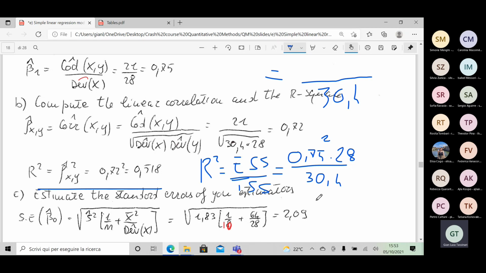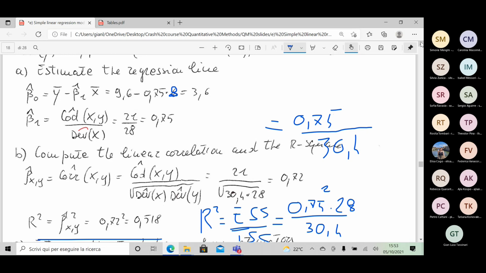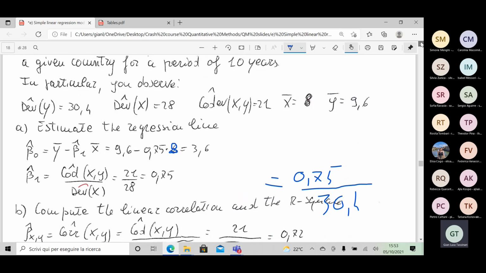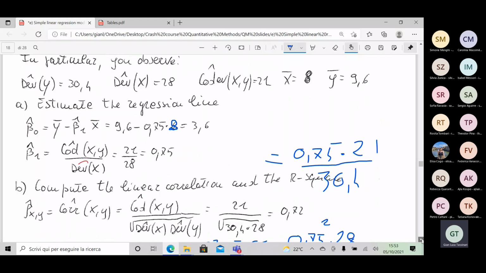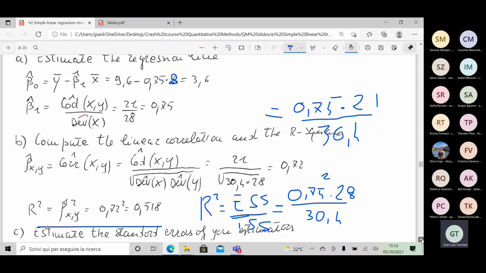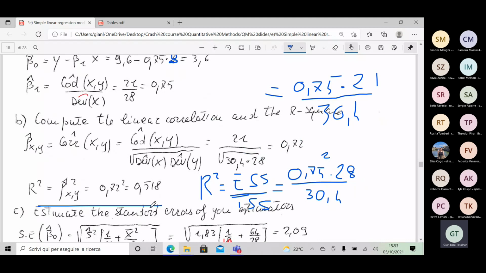But as I told you, without doing the exercise, without doing the computation, you can compute it also as beta 1 hat, which is 0.75, times the codeviance between x and y, which is 21. So if you do this computation, you should get the same result. These and these must provide the same result, okay? Same result for the R square. But you have this formula, okay?